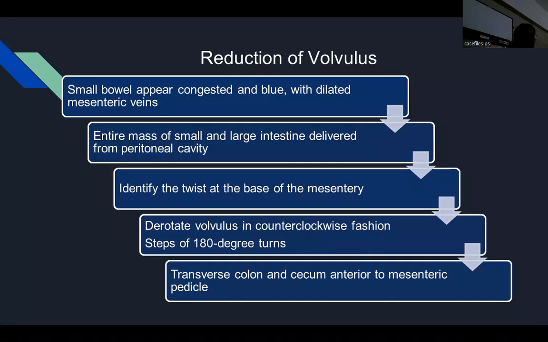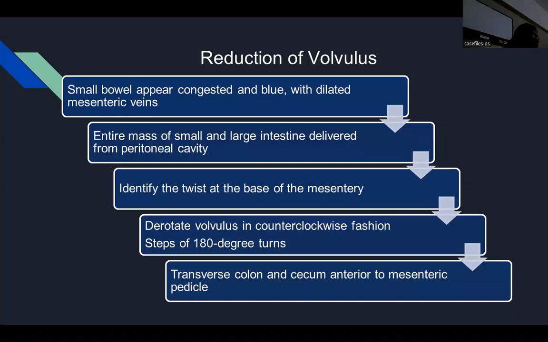The entire small bowel and the large intestine have to be delivered from the peritoneal cavity, and at the same time, we have to ensure that much traction is not given at the mesenteric root. So we have to identify the twist at the base of the mesentery, and whenever there is volvulus, it has to be derotated. The derotation happens in the counterclockwise direction, and usually we take steps of 180-degree turns until the twist completely disappears in the mesenteric root.